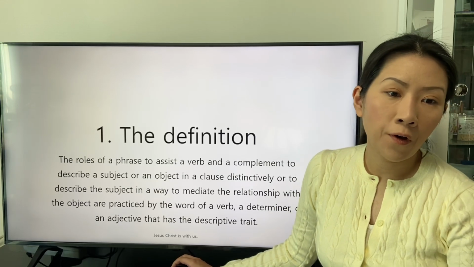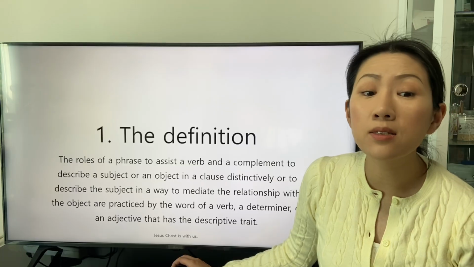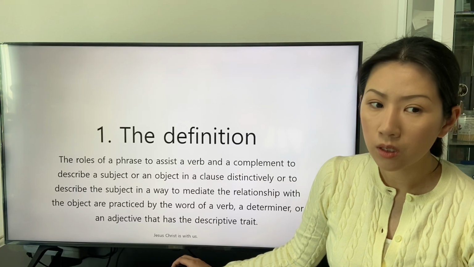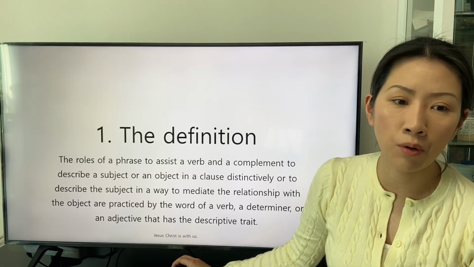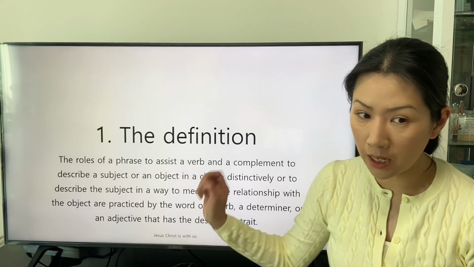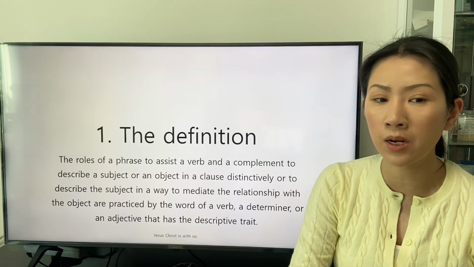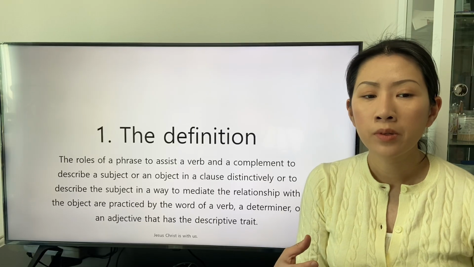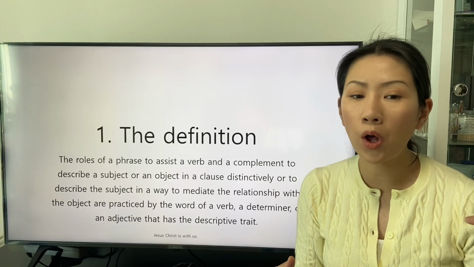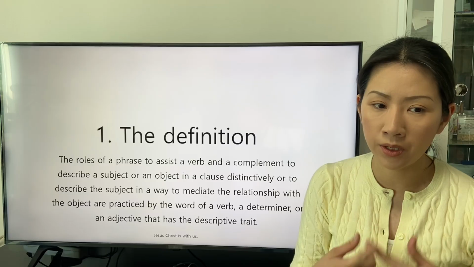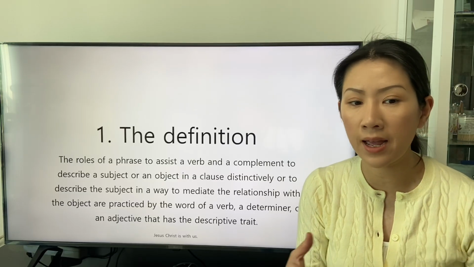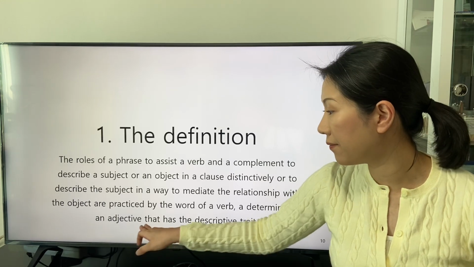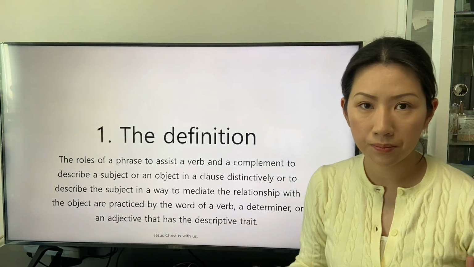The roles of a phrase to assist a verb, and of a complement to describe a subject or an object in a clause distinctively, or to describe the subject in a way to mediate the relationship with the object, are practiced by the word of a verb, a determiner, or an adjective that has the descriptive trait.